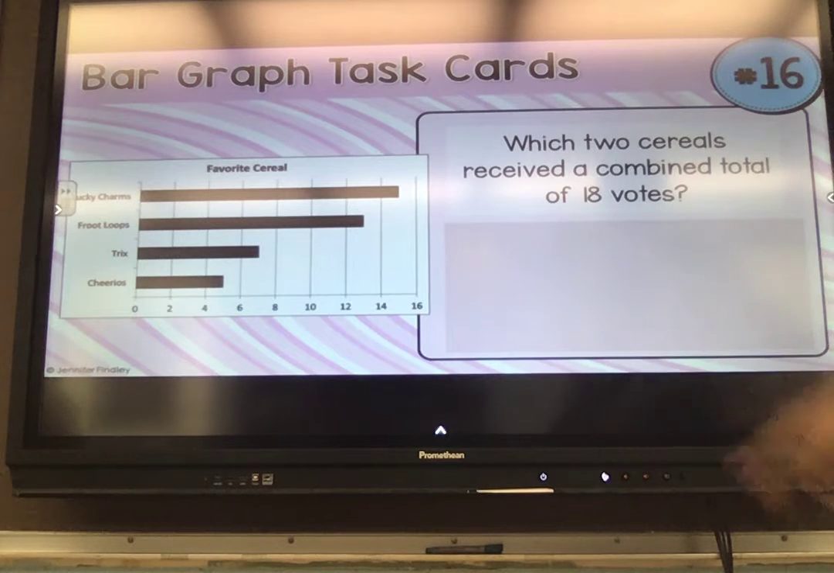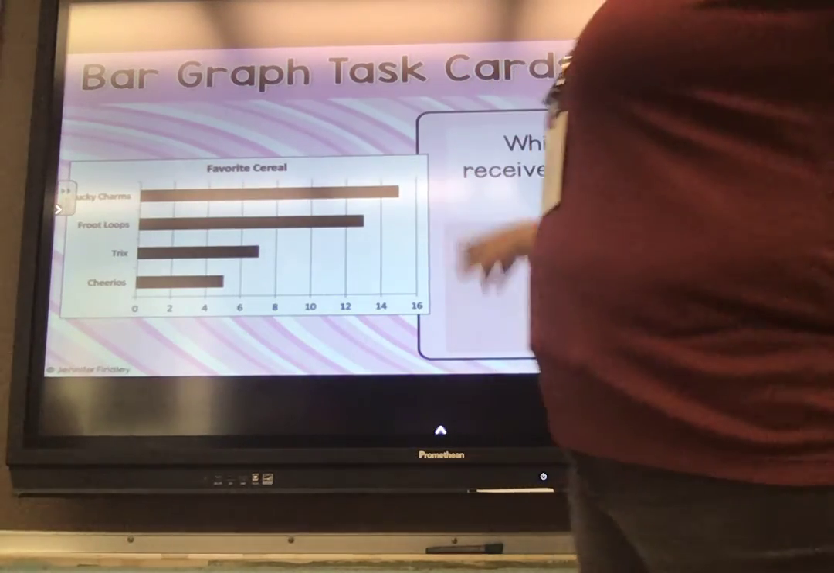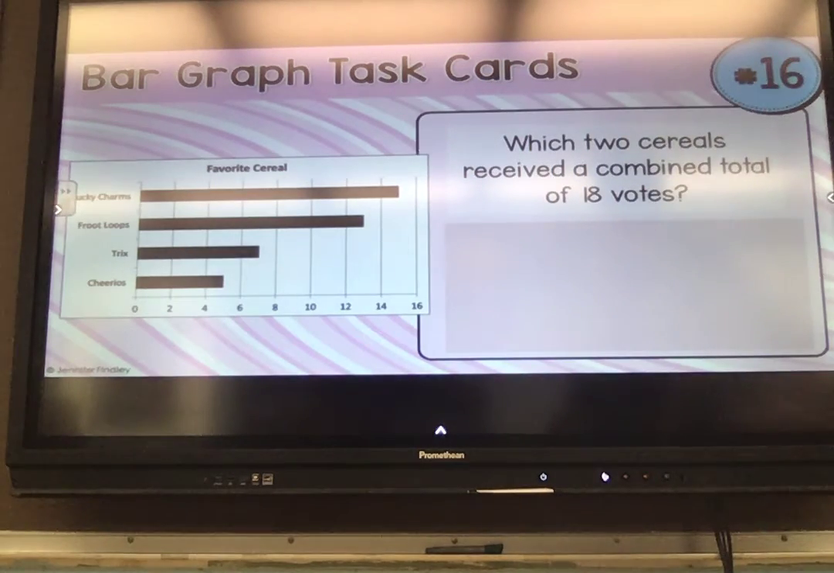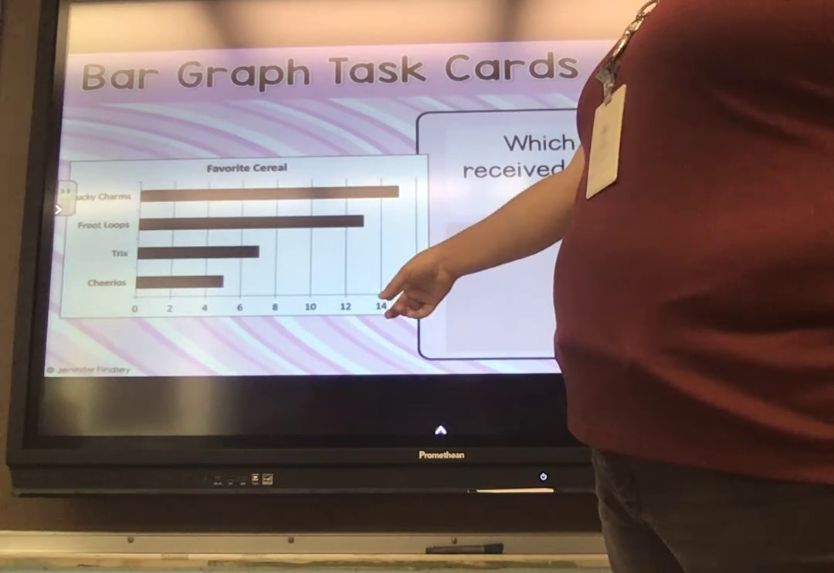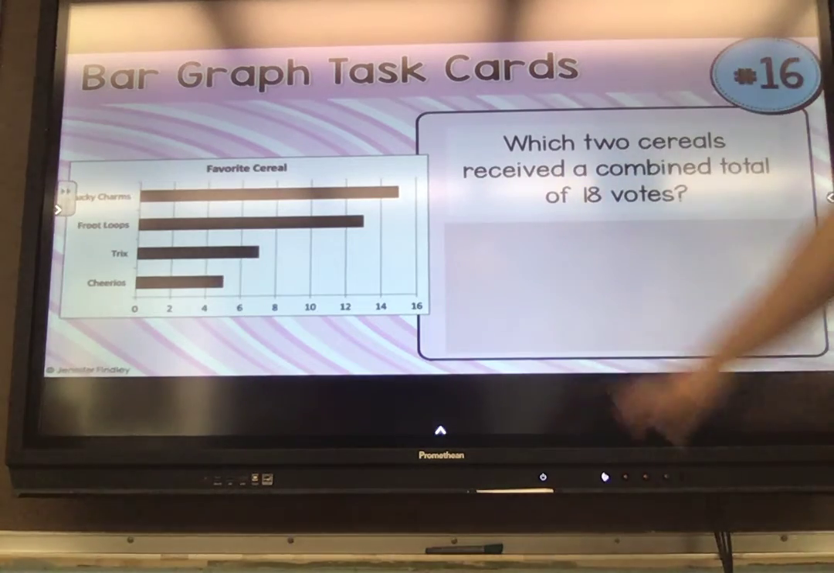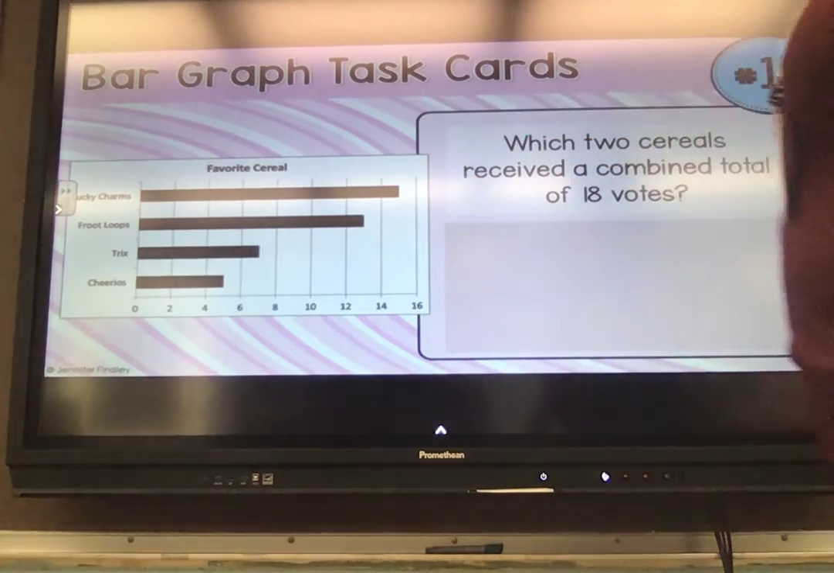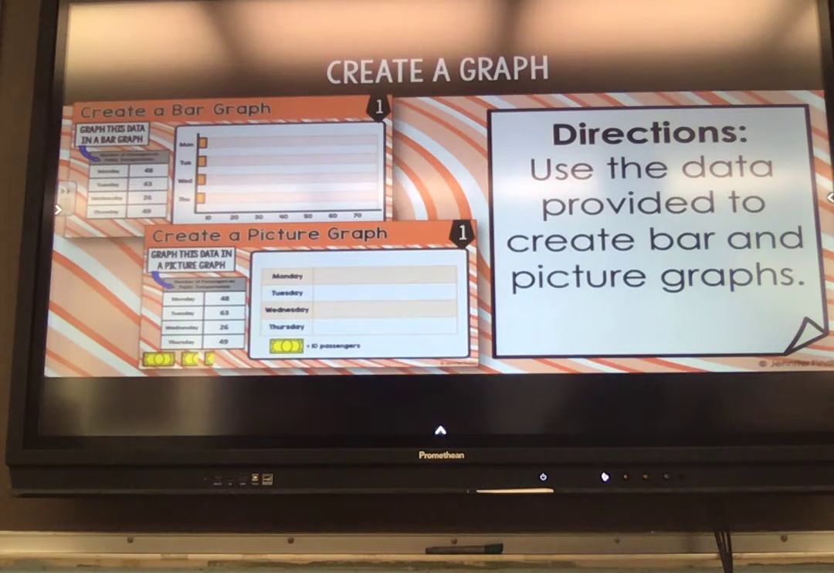Which 2 cereals received a combined total of 18? So we're going to have to add numbers together until we find the 2 that equal 18. Let's see, 15 and 13 I don't think will equal 18. That's like 20 something. So we know it's not the first 2. The 2 of them can be added together that will give us 18.